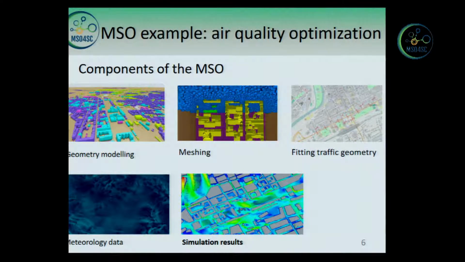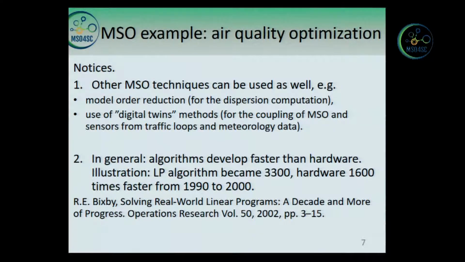Some pictures from the typical work for mathematical modeling, simulation, and optimization: modeling the geometry, meshing, fitting the two components of the simulation together, the traffic geometry and the computational mesh of the airflow. We have meteorology data, and from all of these, we can compose the simulation in the city. And we get the results from the simulations, the hotspot areas, and we can compute the indicators.